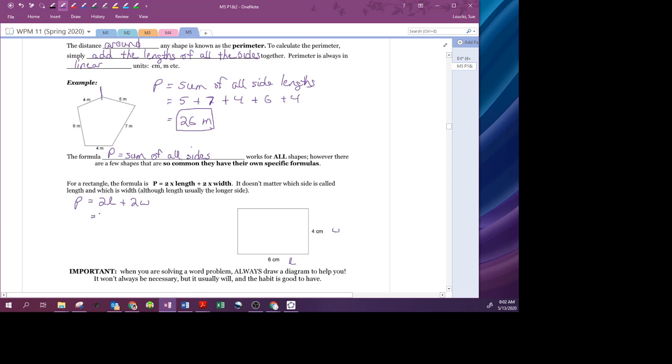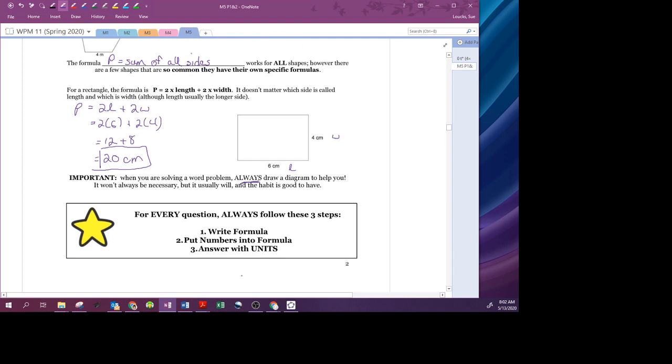So this becomes 2 times 6 plus 2 times 4, which is 12 plus 8, which is 20. And then I need my units. It's centimeters. There's my answer, 20 centimeters. All right. Important when you're solving a word problem, always draw a diagram to help you. Won't always be necessary, but it usually will, and it's a good habit to have.